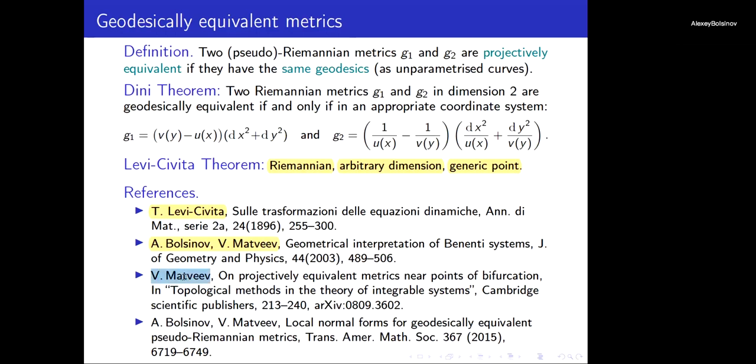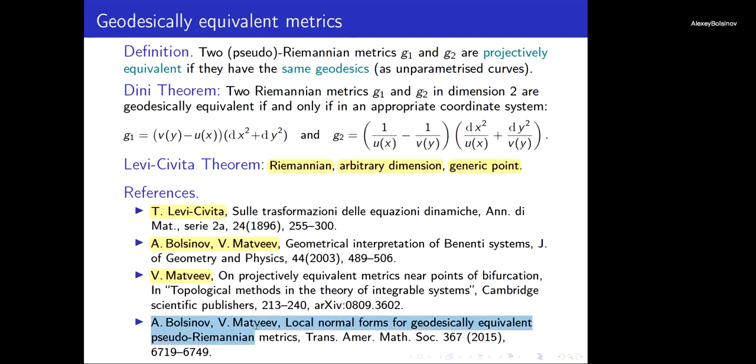The second paper is also very important because here Matveev studied singular points. You see, here we assume that the point is generic. So Matveev focused on the singular points where the eigenvalues of the related Nijenhuis operators collide. That is an important point.